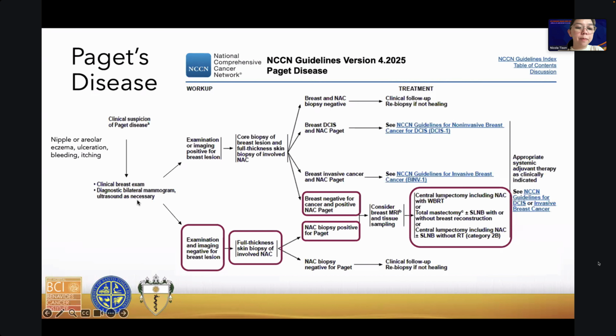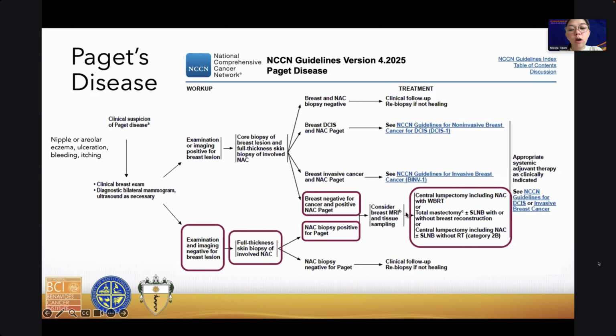If you have suspicion for Paget's disease, then we do breast imaging, mammo and breast ultrasound. Of course, if we have suspicious findings, we do a core needle biopsy. But if our mammo and ultrasound are negative for any breast lesion, then we do a full thickness skin punch or incision biopsy of the involved nipple areola complex. If it is positive for Paget's disease, or for example we do a core biopsy and there's no other invasive cancer or DCIS and it's really just Paget's disease, then we have to do a breast MRI.